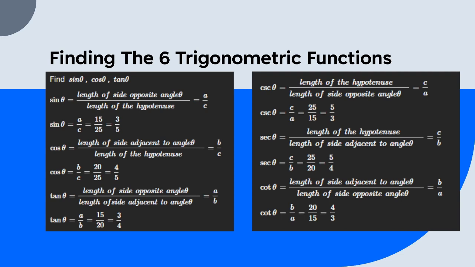Our cosecant, secant, and cotangent are all the reciprocals of the sine, cosine, and tangent respectively. So just going through this, cosecant is our c over a. C over a equals 25 over 15, which equals 5 over 3. Secant is the reciprocal of cosine, which is our c over b. C over b is 25 over 20, which is 5 over 4. And our cotangent is the reciprocal of tangent, which is b over a. 20 over 15 equaling 4 over 3.